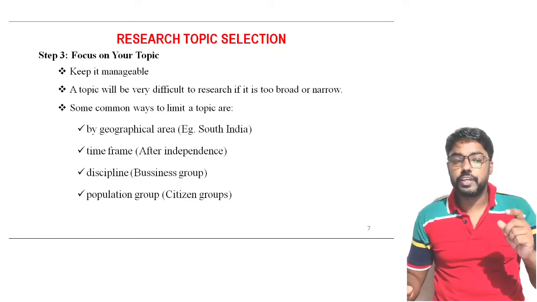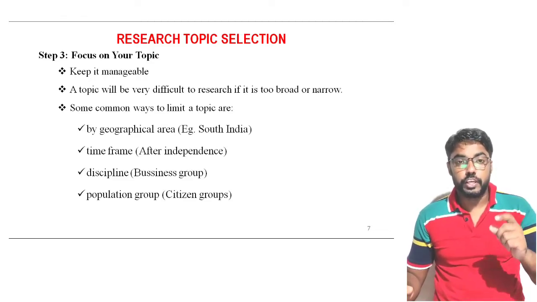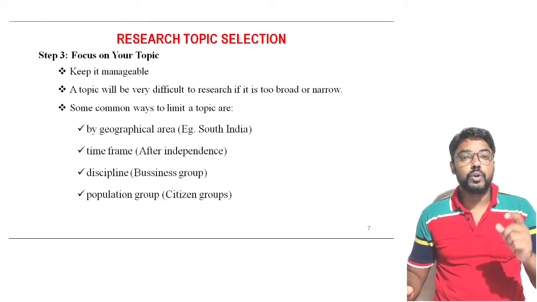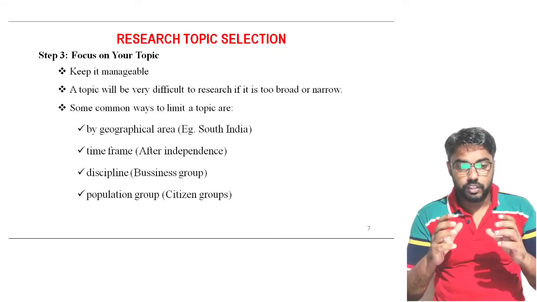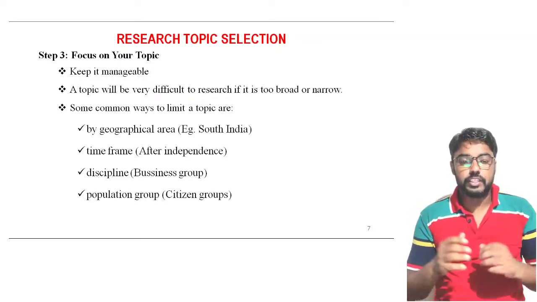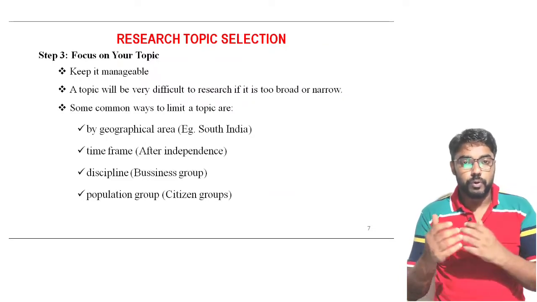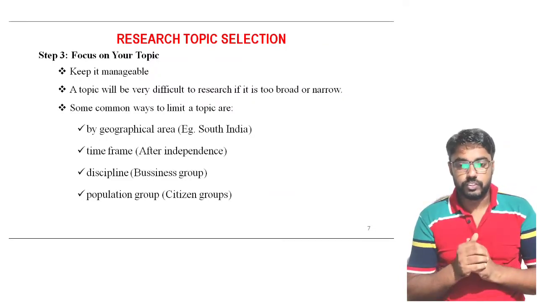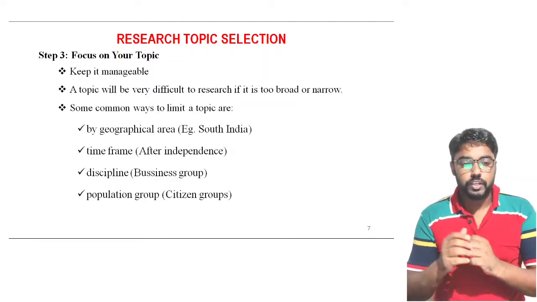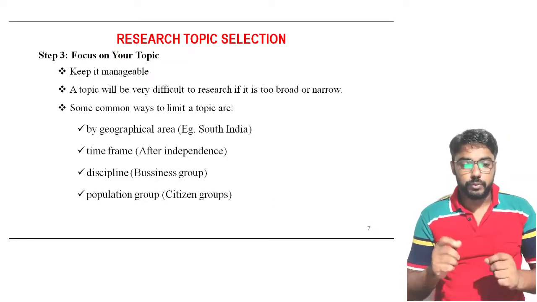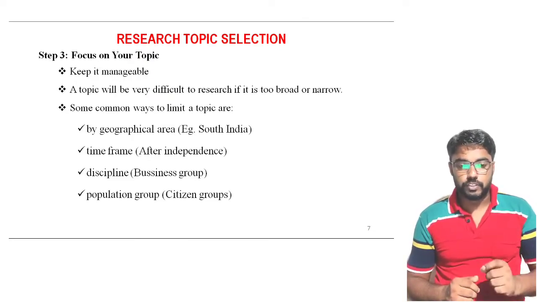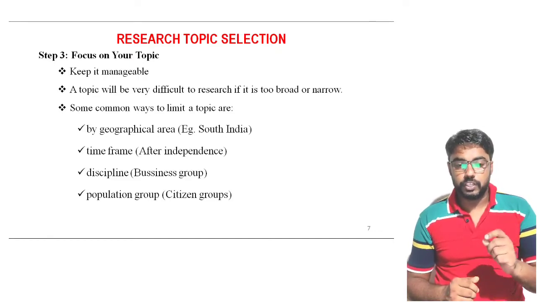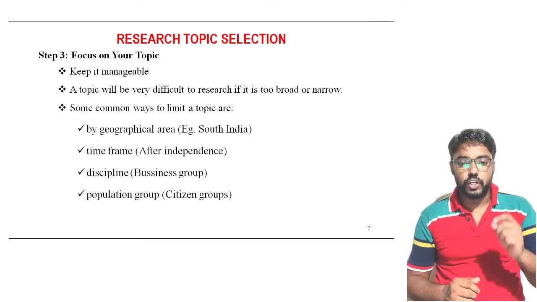First, a topic is very difficult to research if it is too broad or too narrow. If the topic field is very large or broad, it makes the research difficult, and if it is narrow, it also makes a problem for doing the research. We can use some common ways to limit a topic. One common way to limit topics is by geographical area. We can make our topic manageable.